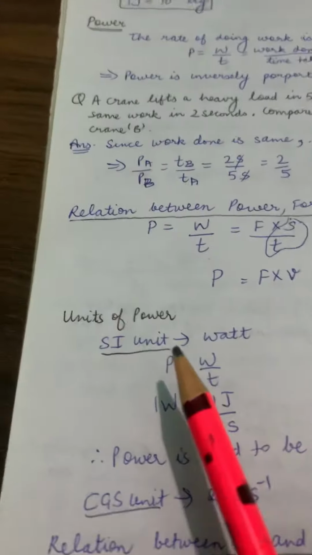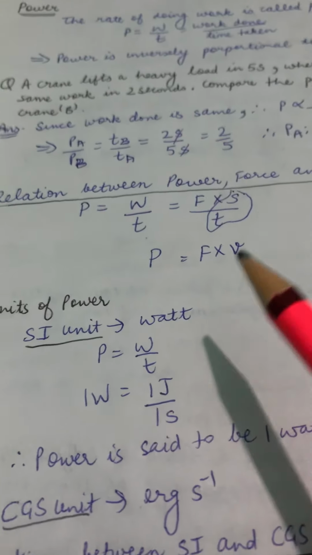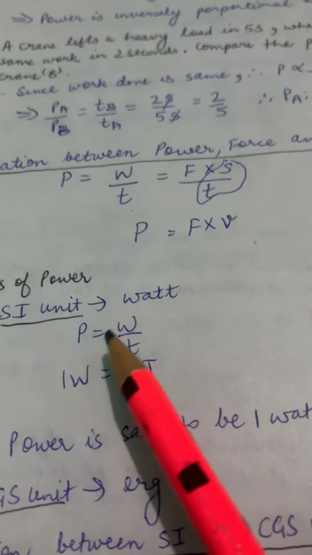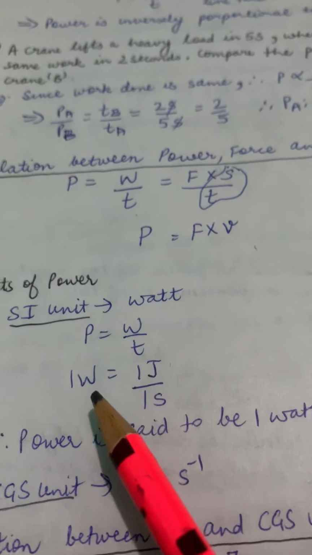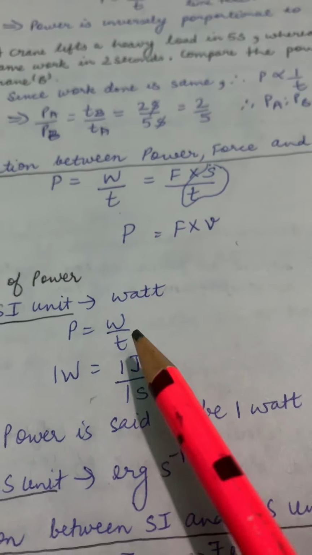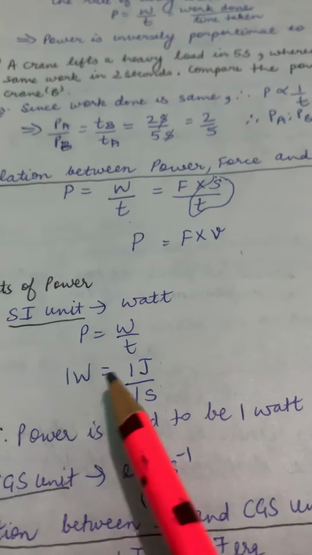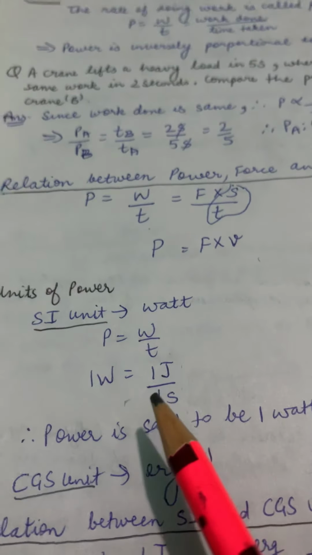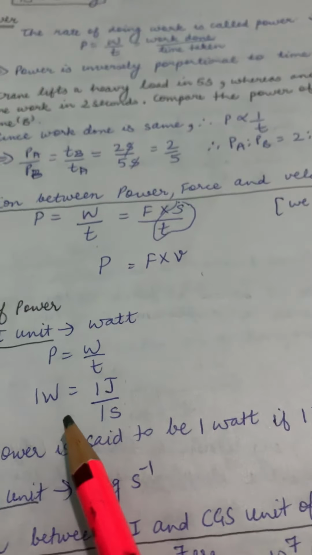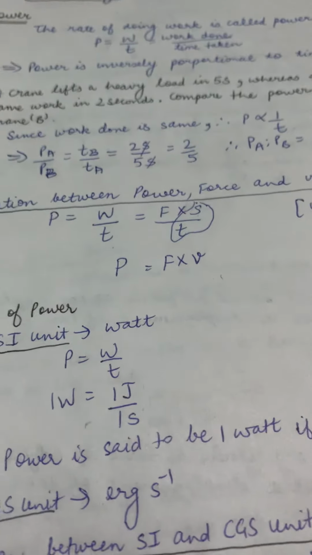Next is your units of power. First is the SI unit of power. SI unit of power is watt. We know that power is equals to work done upon time taken. Power का SI unit है watt, work का joule, time का seconds. तो 1 watt means 1 joule upon 1 second. So power is said to be 1 watt if 1 joule work is done in 1 second.